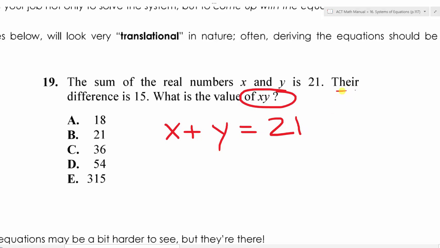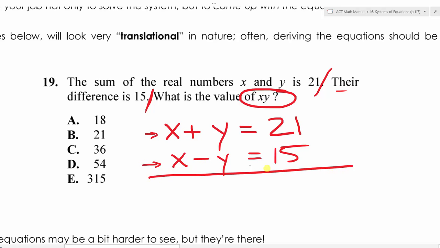And then the next phrase, so that was our first phrase, this is our second phrase. The next phrase does the same thing. x minus y, their difference is 15. So again, I translated the first phrase into an equation. I translated the second phrase into an equation. I now have two equations.